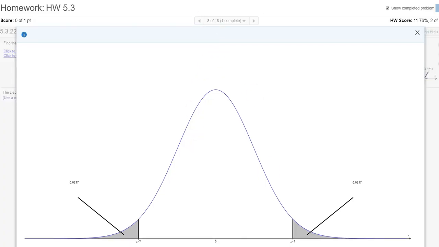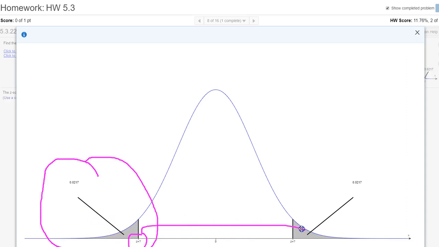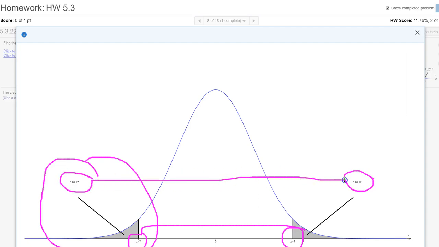When you look at this problem here, it's not area in between. It's area to the left and area to the right. So what I want to do is simply find the area to the left. And once I have the z value, I know my other z value is going to be exactly the same, but positive. Why? Because look at my areas. My areas are exactly the same. Do you see that? Okay. So let's go ahead and plug it in.